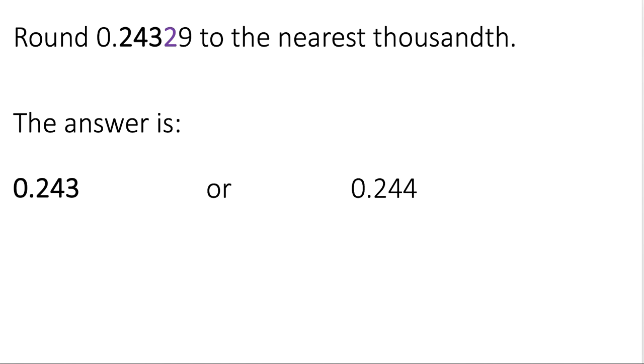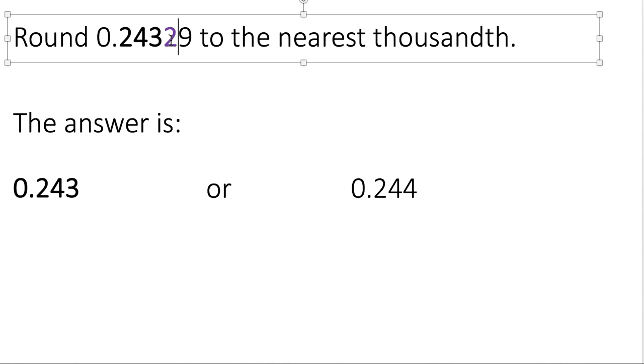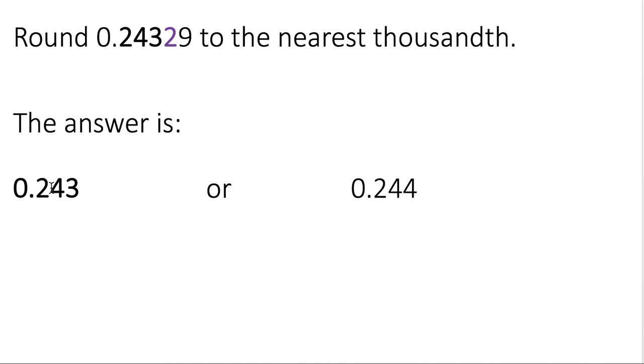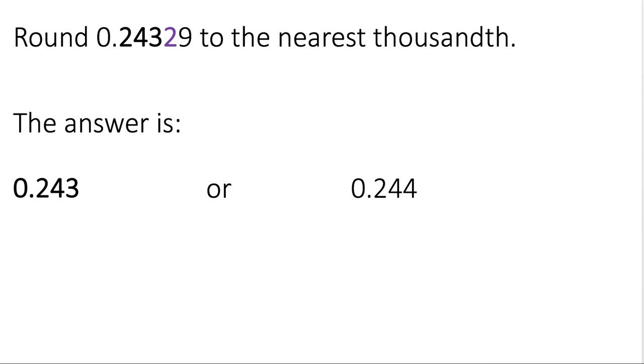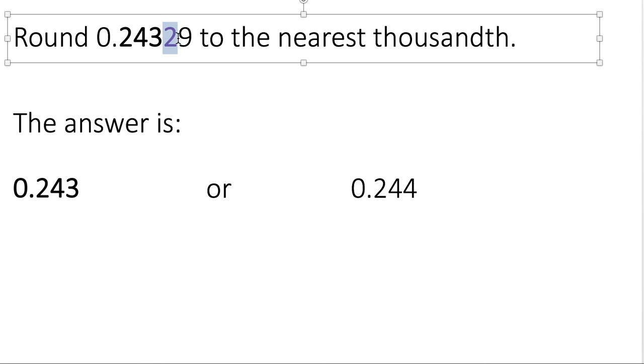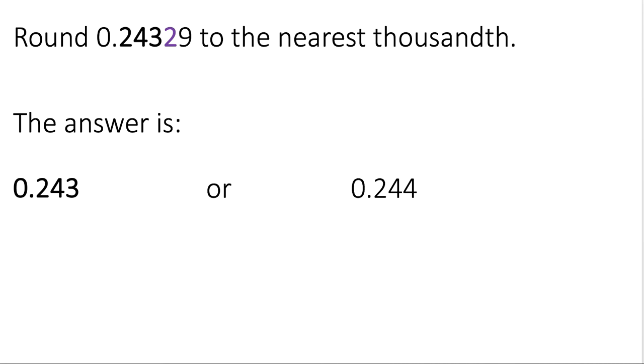So once again, we're going to look one digit to the right. In this case, that digit is a 2. 0 to 4, stay on the floor. We don't round up, and we leave our answer as 0.243 because it's less than halfway to 0.244. It's only 2 tenths of the way there, or 29 hundredths of the way there.